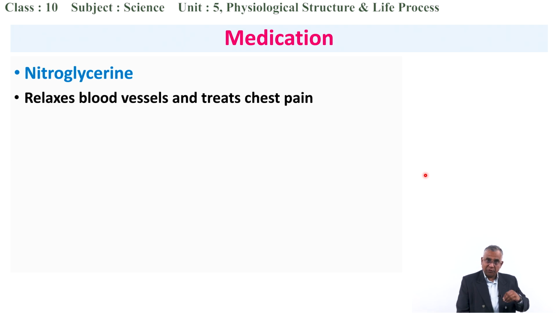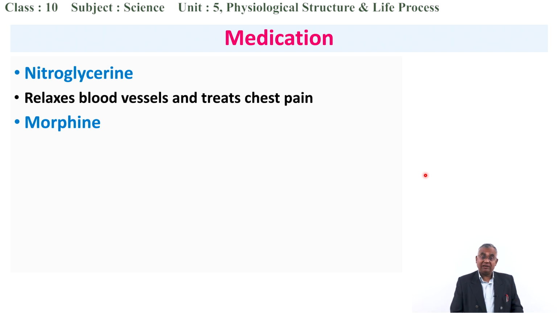Nitroglycerin does different work. It relaxes blood vessels. That means the blood vessels relax, they dilate a little bit. That means there is more space inside for passage. So thick blood also can pass through it. Or you can say it helps the passage of blood through it. And it reduces chest pain also.